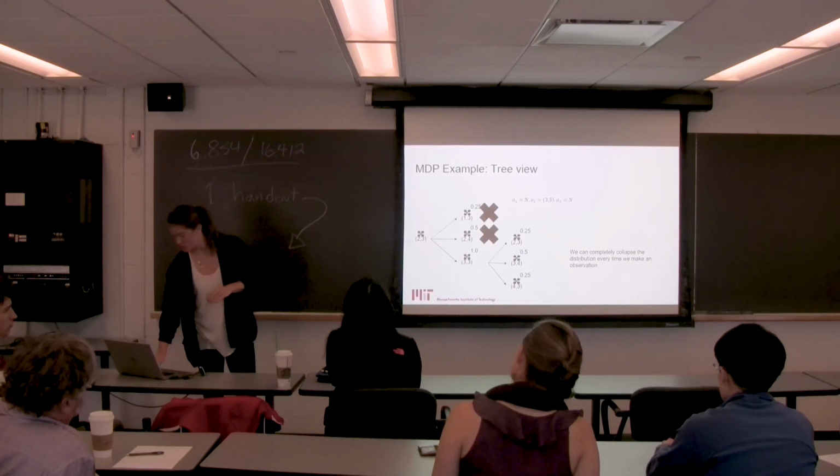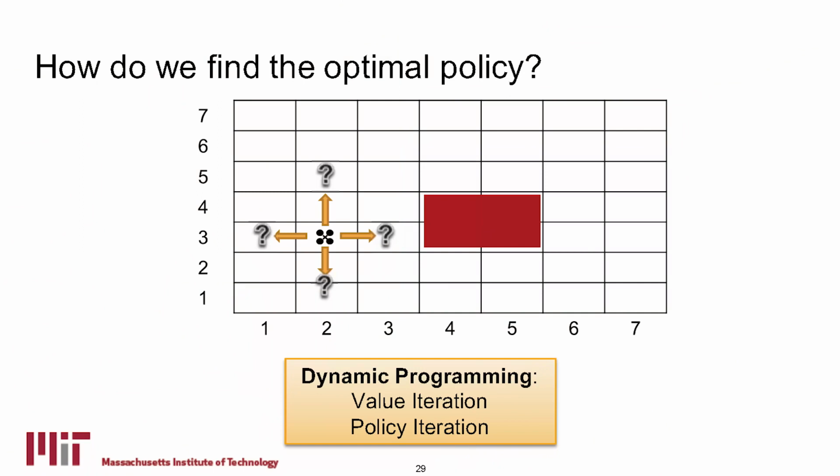Okay. So let's go back now and figure out how we came up with this optimal policy. The way we do that is through dynamic programming. There are 2 different ways. You can do it either through value iteration or policy iteration. For this lecture, we're going to focus on value iteration.